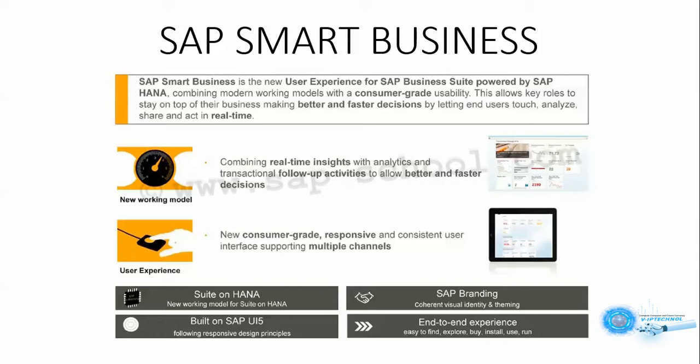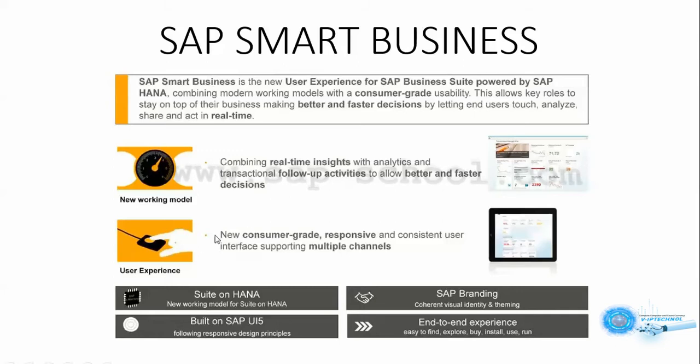This new working model allows real-time insights into the business details to allow for better and faster decisions. SAP Smart Business has been built using SAP UI5 and follows the same responsive design principles which we discussed in the starting, which was the UX strategy. We can see here that it is a new working model which combines real-time insights with analytics and transactional follow-up activities to allow better and faster decisions.